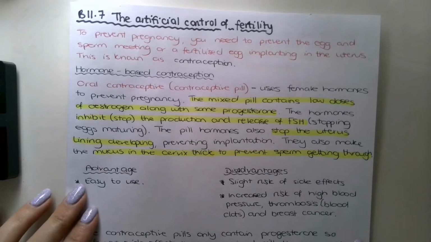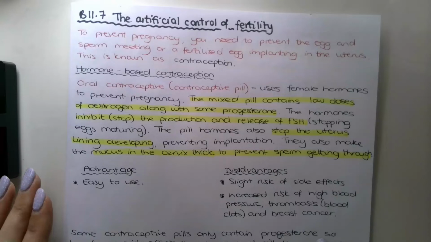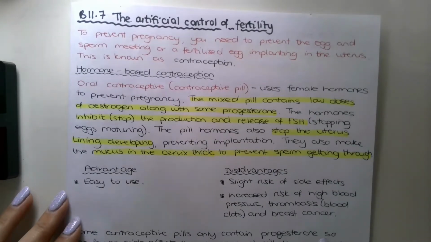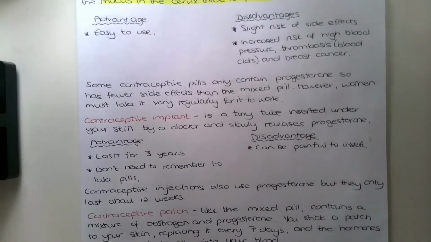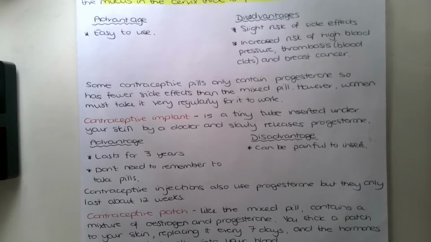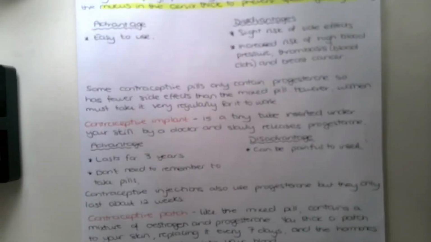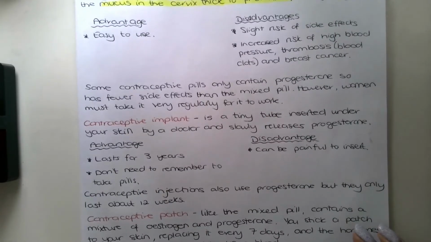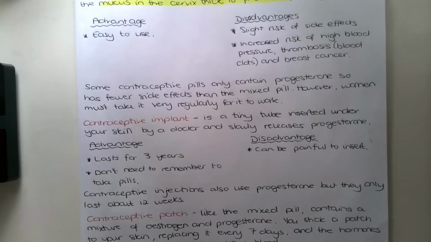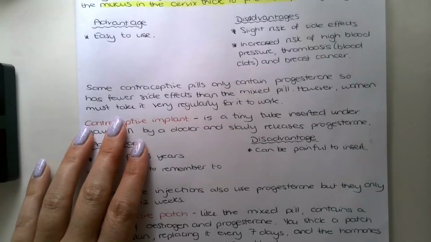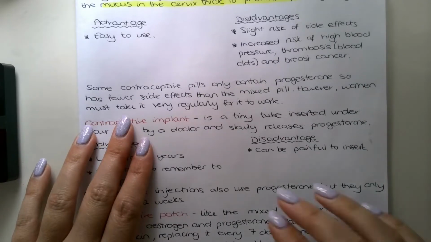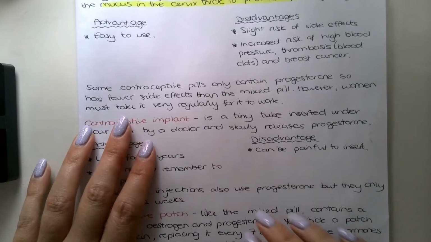The advantage is that it's easy to use. Disadvantages are the slight risk of side effects. There's an increased risk of high blood pressure, thrombosis or blood clots, and breast cancer. Some contraceptive pills contain progesterone only, and they have fewer side effects than the mixed pill I've just described. However, women must take it regularly for it to work. If they don't take it regularly, its effectiveness will be reduced dramatically. Most women are on the contraceptive mixed pill.